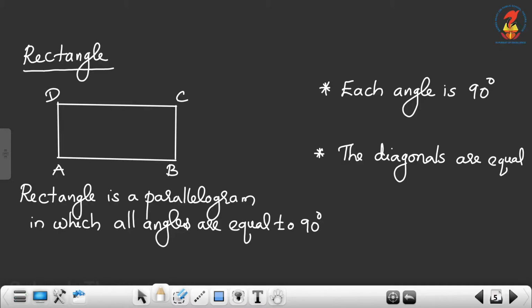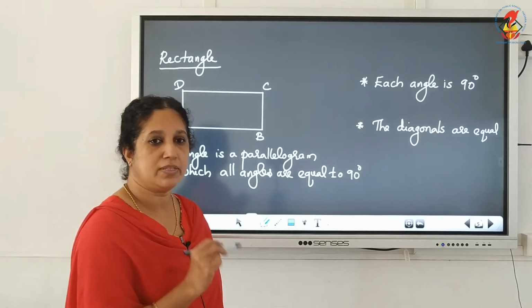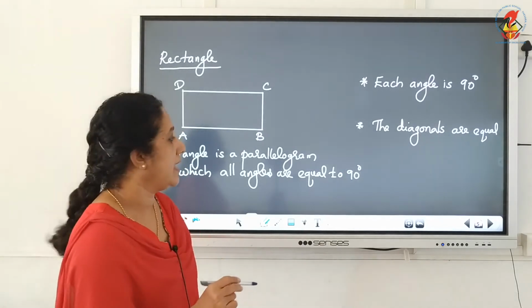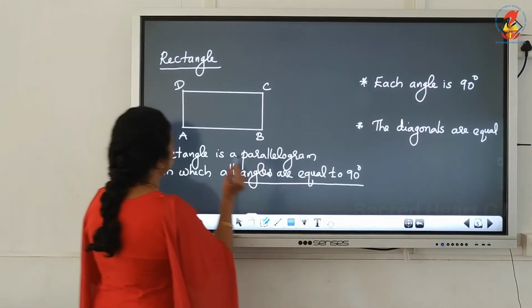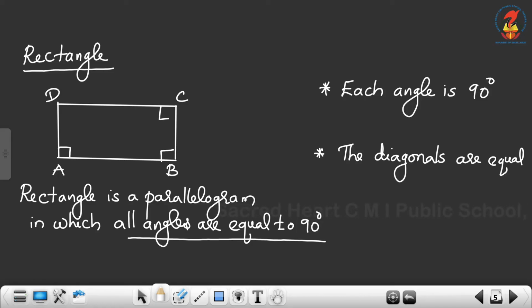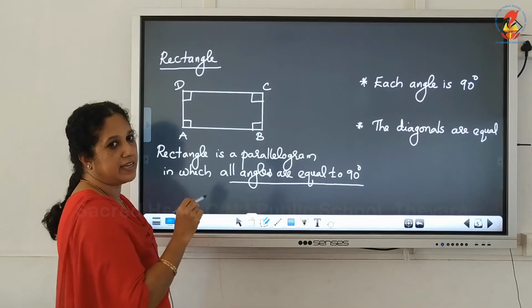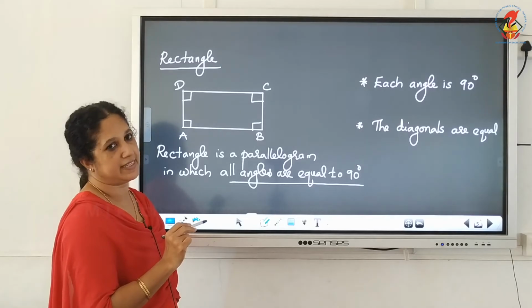Now the next one, rectangle. Rectangle is a parallelogram in which all angles are equal to 90 degree. Rectangle is also a parallelogram, and therefore it has all the properties of the parallelogram. And here one more property is there, all angles are equal to 90 degree. So angle A 90 degree, angle B 90 degree, angle C 90 degree, angle D 90 degree. We have four angles and each angle is equal to 90 degree.